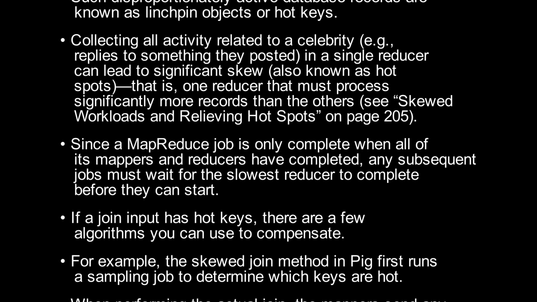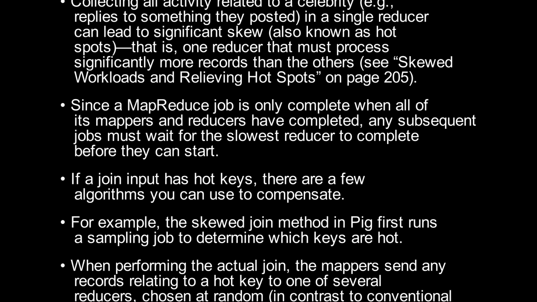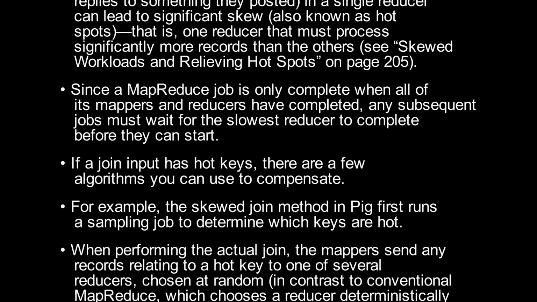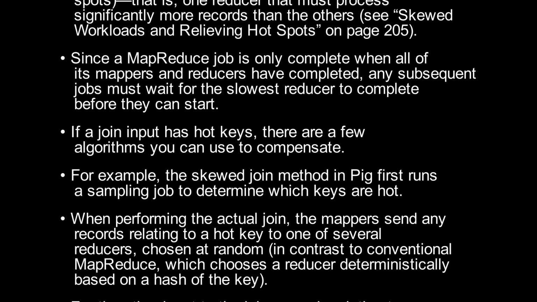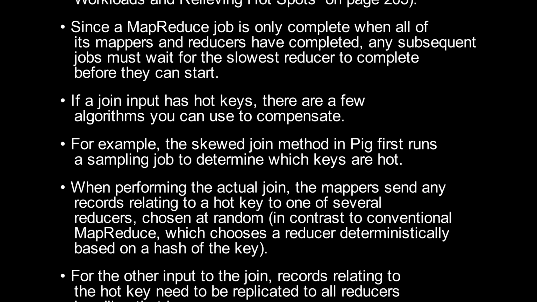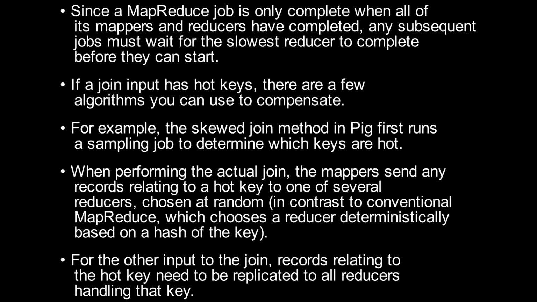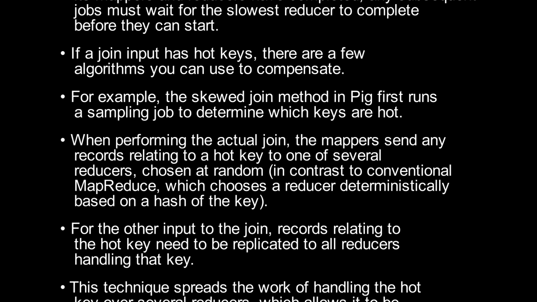If a join input has hot keys, there are a few algorithms you can use to compensate. For example, the skewed join method in Pig first runs a sampling job to determine which keys are hot. When performing the actual join, the mappers send any records relating to a hot key to one of several reducers, chosen at random, in contrast to conventional MapReduce, which chooses a reducer deterministically based on a hash of the key.